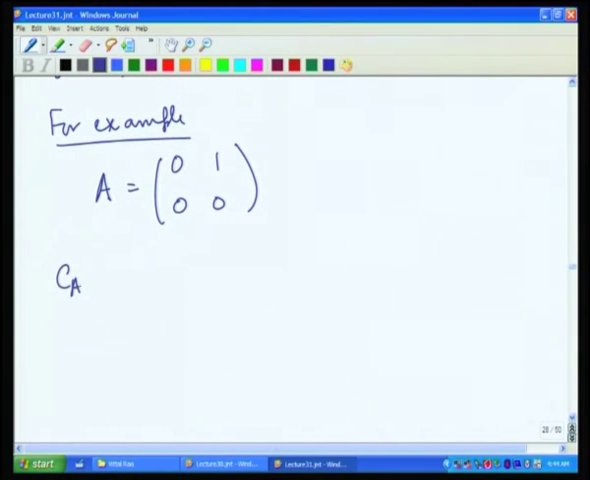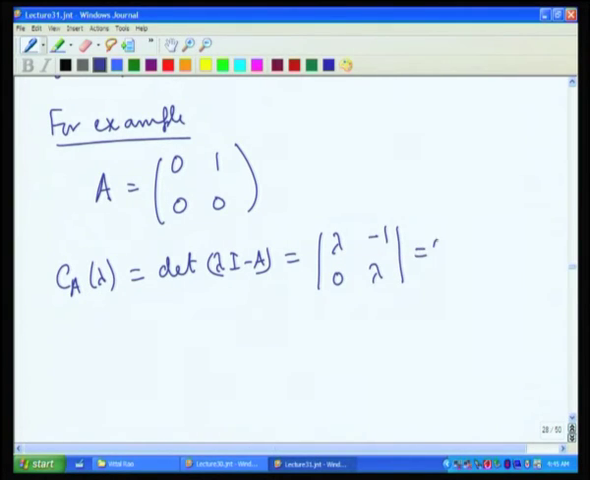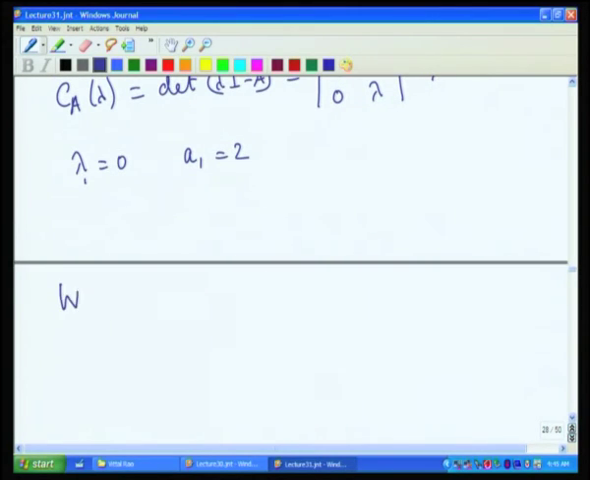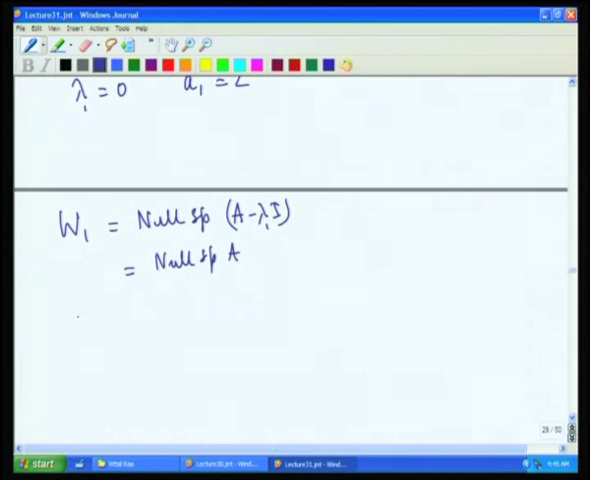Then the characteristic polynomial, which is the determinant of lambda I minus A, is the determinant of lambda, minus 1, 0, lambda, which is thus lambda squared. We have seen this before. So, there is only one eigenvalue, 0, with algebraic multiplicity 2. So, let us find the eigenspace. We have to find the null space of A minus lambda 1 I. Lambda 1 is 0, which is the same as the null space of A. But A is this matrix 0, 1, 0, 0.